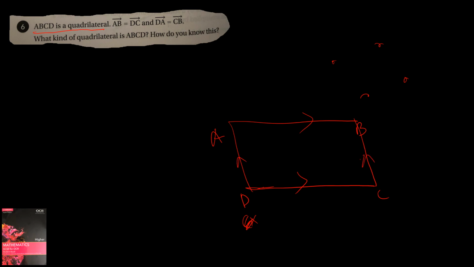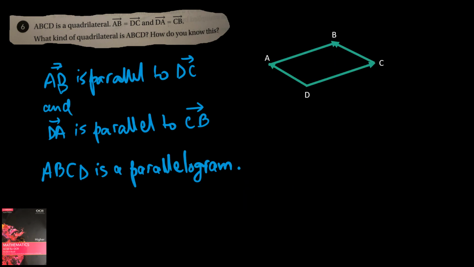This is a parallelogram. That's what I think. DA is equal to CB, DA is parallel to CB, and if you were to draw it, that's what it would look like. So ABCD is a parallelogram. So this concludes this exercise.